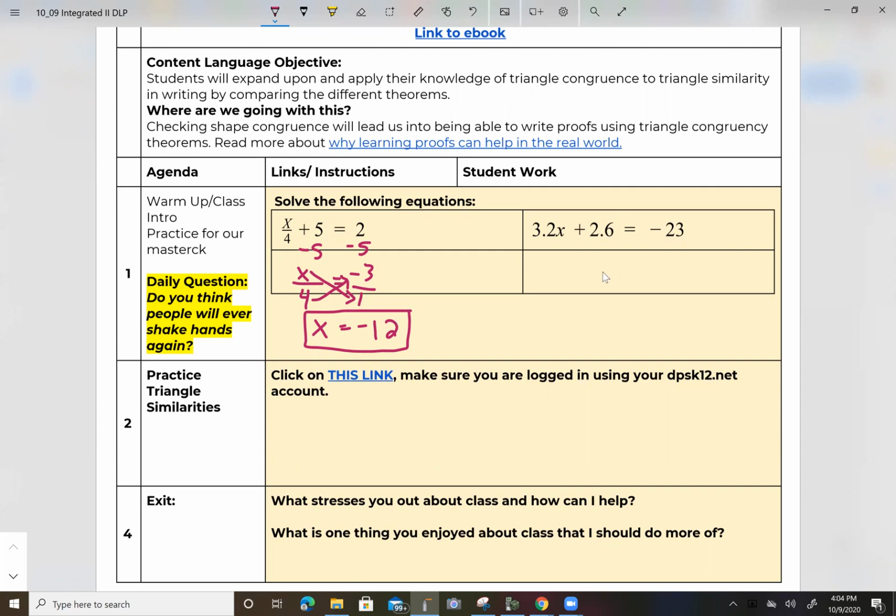Over here, we have a fairly easy problem, except it has decimals and negative numbers, but don't be scared. We do it exactly the same, and you can use your calculator. So we're going to subtract 2.6 from each side. So now we just have 3.2x over here.